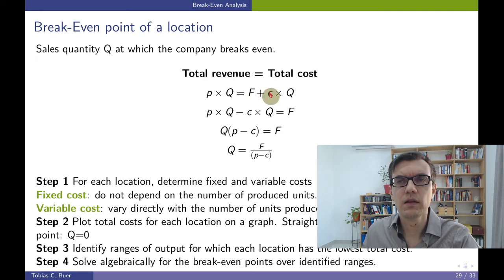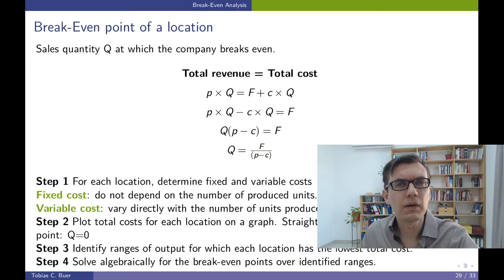So we can bring the variable cost to the left side. Now on the left side we have all the variable components, and on the right side we have the fixed cost. We move big Q out of the parentheses and divide by the price minus the cost. So that means our break-even point, the quantity where we have zero profit, is big F divided by the difference between the price, the sales price, and the variable cost.